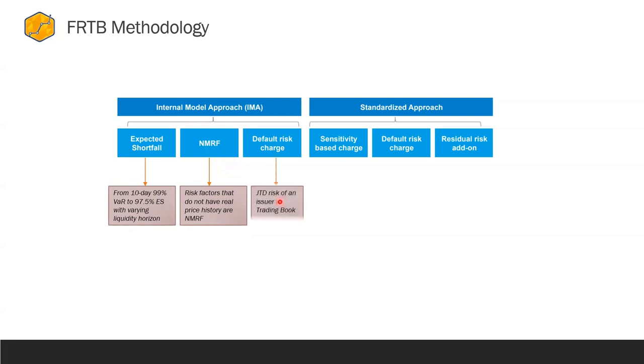And then the last one is the default risk charge. You would think, why is default risk coming in market risk? Isn't it part of credit risk? Ideally, yes. But in the trading book, so what is the difference between the trading book and the banking book?